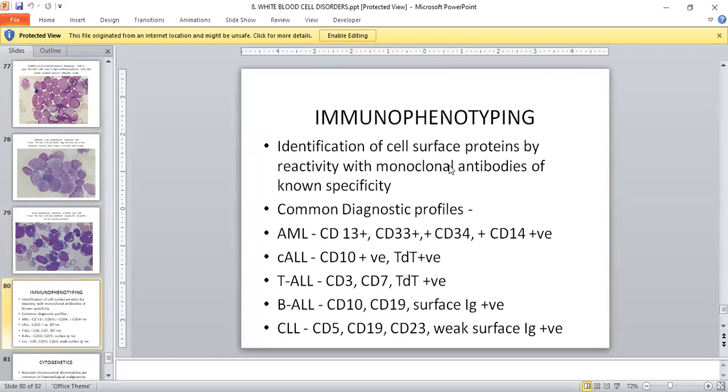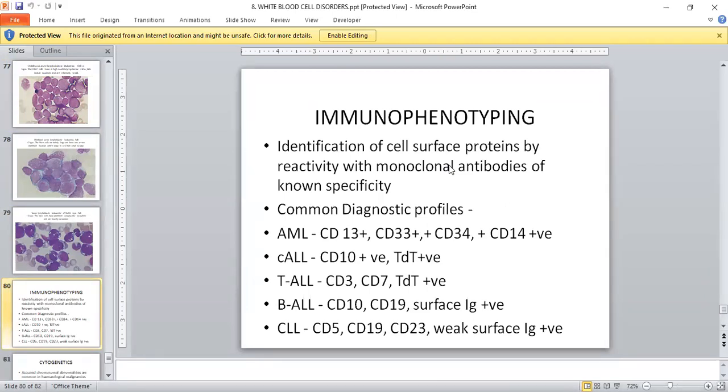So immunophenotyping is another diagnostic way that we mentioned. It's a commonly used tool for all the leukemias, where you can identify the surface proteins present on the various cells.